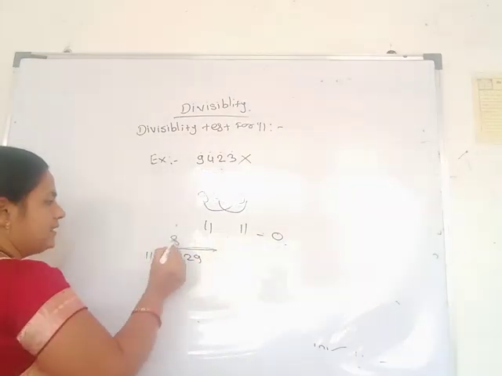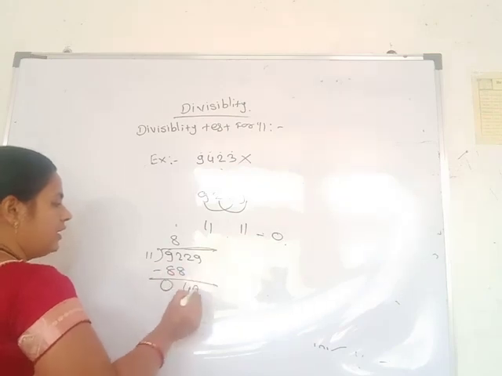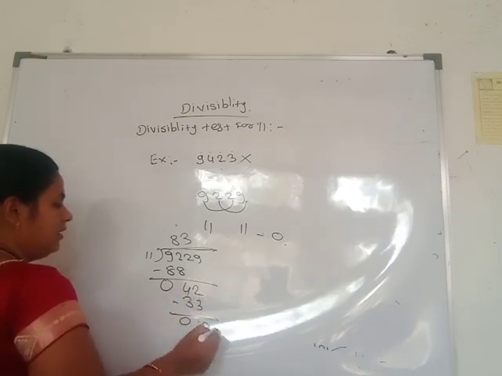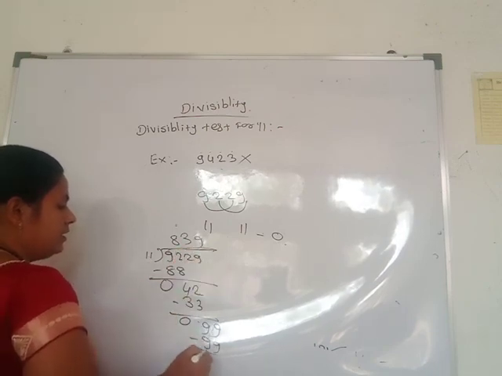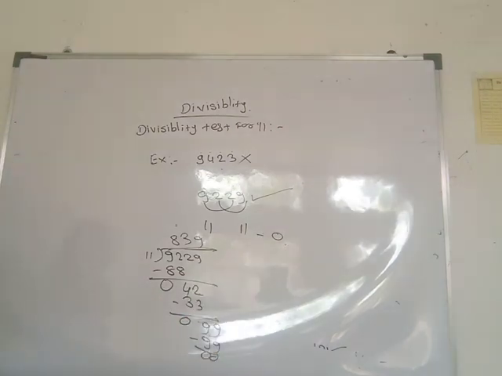Here 11 times 8 is 88. Then 12 minus 8, 4. Then 11 times 3 is 33. Then again 12 minus 3, 9. This is 99, 11 times 9 is 99. It means this number is divisible by 9, in this type of thing.